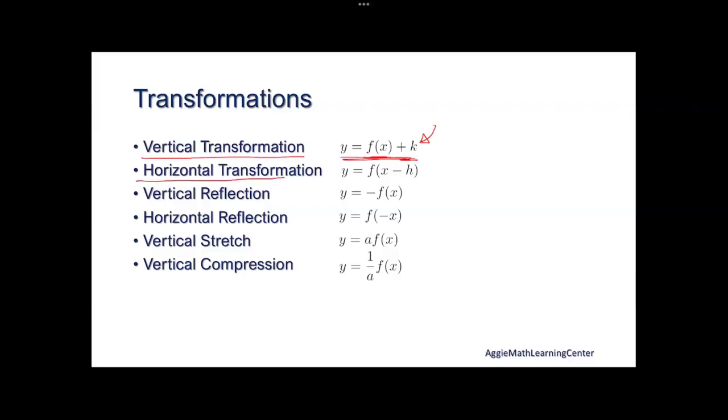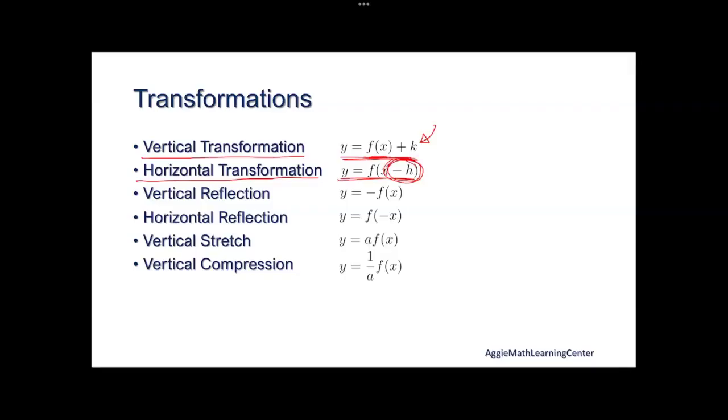For a horizontal transformation, we add the shifting part directly to the x in the original parent function. That means it's not outside of the function; it's affecting the x's directly. If it's outside of the function, then it's affecting the y coordinates directly. Affecting the x directly means it's affecting the x coordinates directly. The x's are a little bit weird.